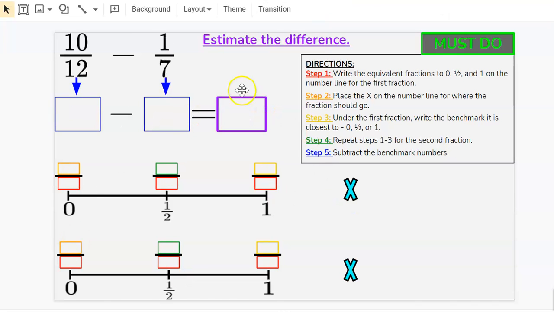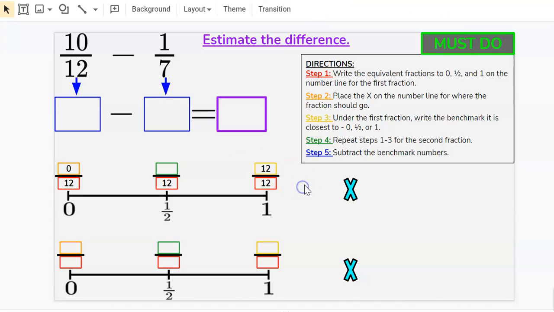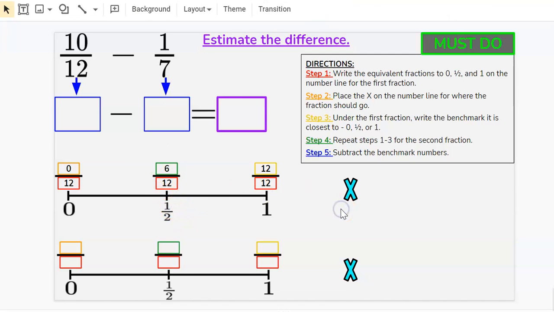So we'll do one more example where we're estimating the difference. So same thing, we're writing equivalent fractions for our first fraction using this denominator first. So each of my denominators is going to be 12. An equivalent fraction to 0 out of 12 would be 0 out of 12. 1 whole would be 12/12. Half of 12 is 6 because 12 divided by 2 is 6. So my equivalent fraction to 1/2 when I'm working with 12ths is 6/12.